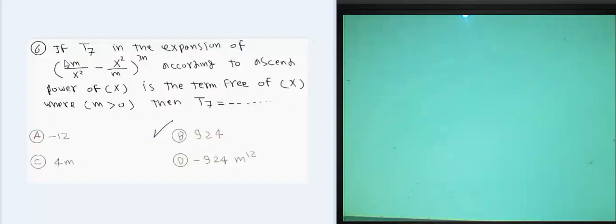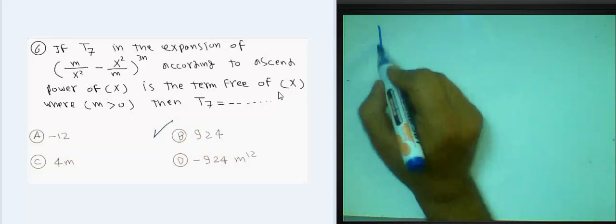Question 6. If term 7 in the expansion of (m over x squared minus x squared over m) to the power 3n, in ascending powers of x, is the term free of x, where x is greater than m, which is greater than 0, then term 7 equals what? He gives us this information: we have a term free of x. Then you can find term 7 in this example.